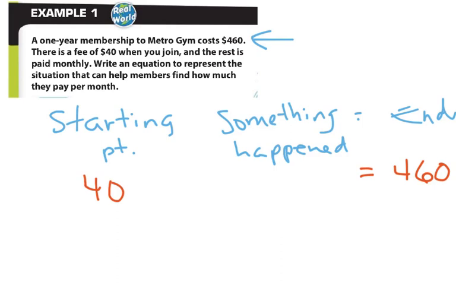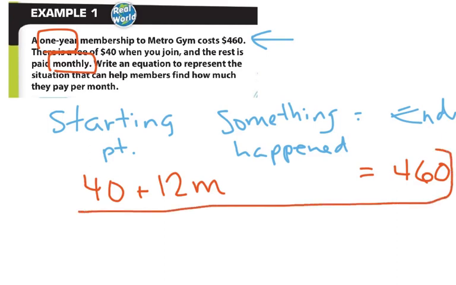Well, this is really important because this is a one-year membership and this is monthly. So when we're doing this, are we going to add or subtract our monthly fee to the $40? Yeah, we're going to add it. We have to pay something, right? And so we're paying some amount over 12 months times this monthly fee. We don't know how much we pay monthly, but we know we do it over 12 months. And so our equation by the end of it ends up being 40 plus 12m equals 460.